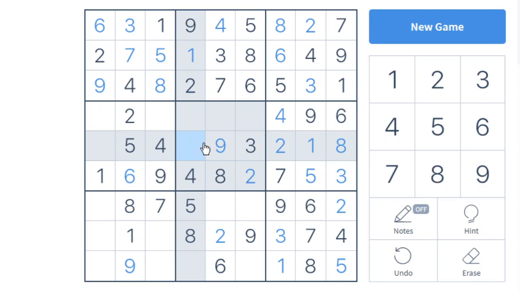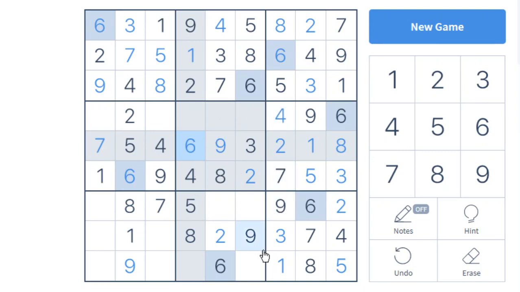6 and 7. We already have a 6 there, so we can't have a 6 anywhere in this column because we already have a 6 up there. So the only possible were 6 and 7, but we already have a 6 up there, so that means the only possible here is going to be 7. This is going to be 6, just by process of elimination.